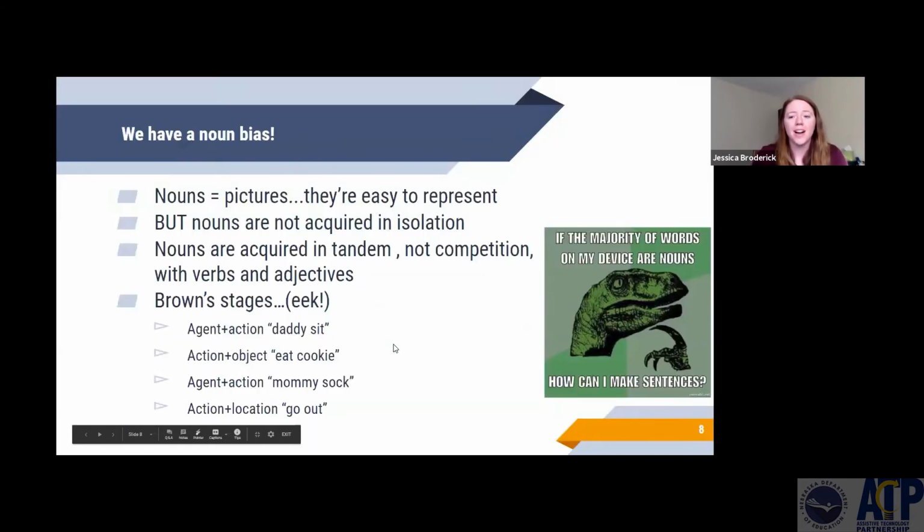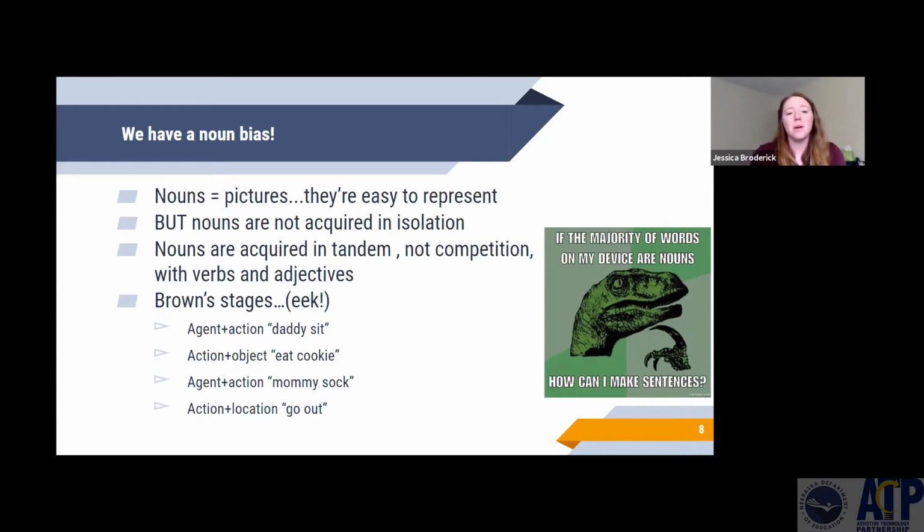When we are building our AAC systems, we have a noun bias because nouns give us pictures. And I certainly have absolutely been guilty of this. I can recall many systems that I set up and I was like, this kid loves Legos and blocks and this ball and these mini M&Ms. And I can easily snap a quick picture of those, get them on his device, and he can ask for those, he can demand those. So those are easy to represent. So we use those a lot.